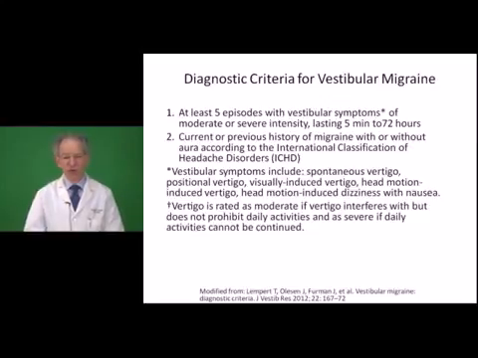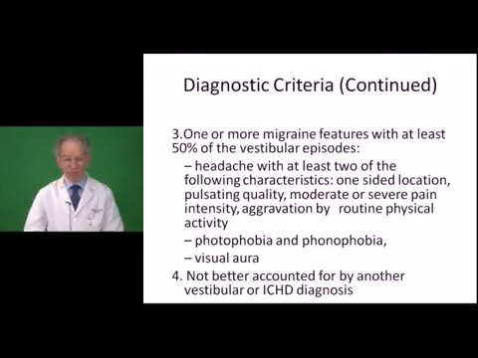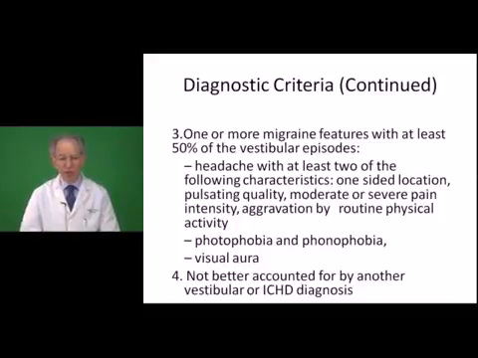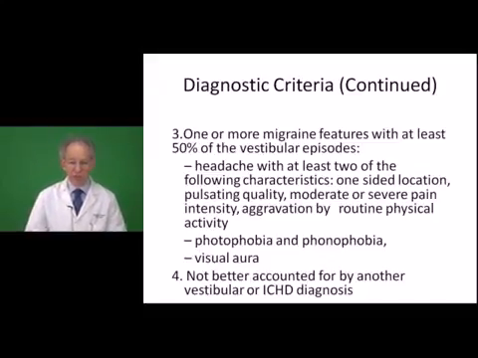Recently, the International Headache Society and the Barany Society have agreed upon diagnostic criteria for vestibular migraine. These diagnostic criteria include a current or previous history of migraine based upon International Headache Society criteria. Also, patients should have episodes characterized by vestibular symptoms that are of moderate or severe intensity. And importantly, in association with the vertigo, there should be migraine features such as headache, photophobia, phonophobia, or visual aura. And lastly, the patient's symptoms should not be better accounted for by another vestibular diagnosis or another headache diagnosis.